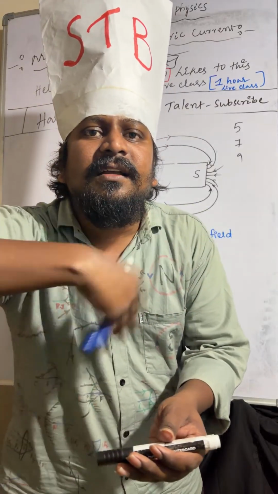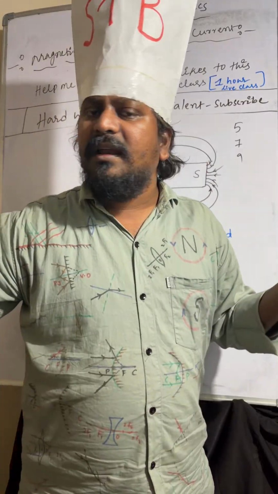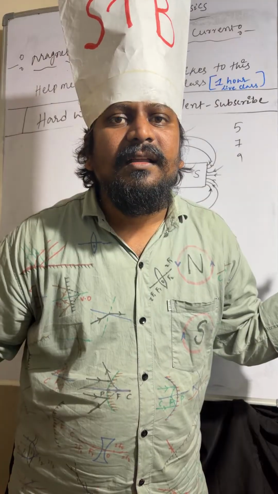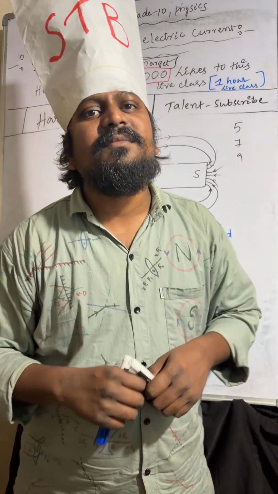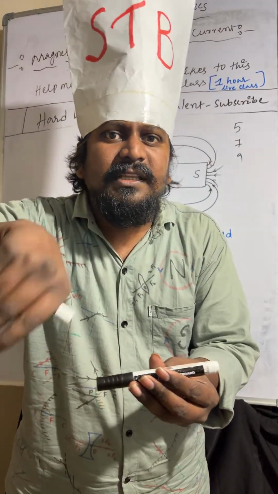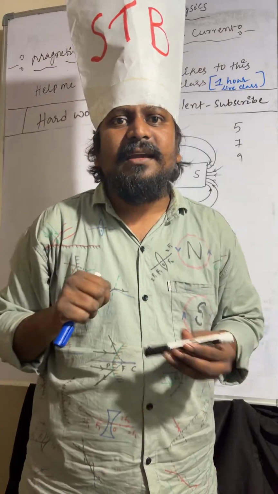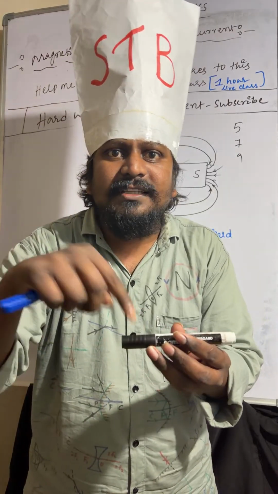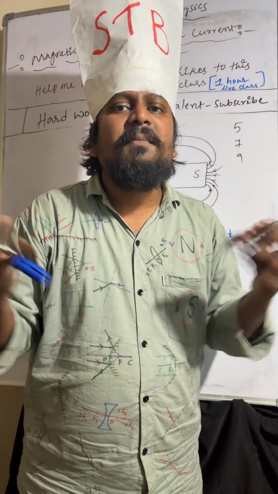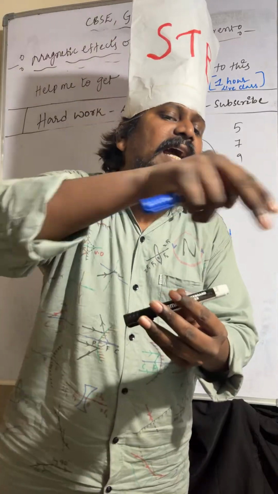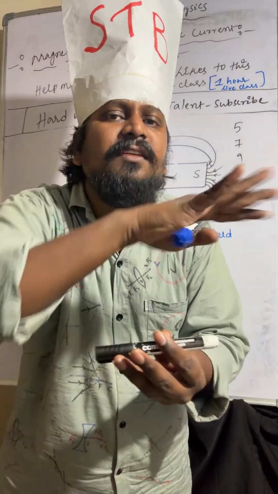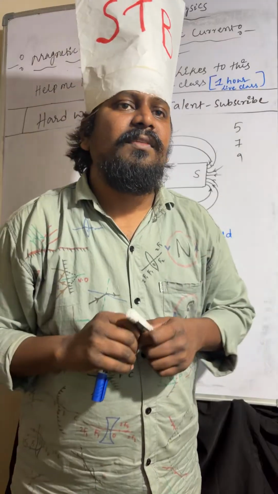Within this region, beyond the magnet, beyond the field, the magnet will not attract the magnetic materials. So within this field, it can influence the magnetic materials. If you go beyond it, more than the magnetic field, there is no impact, no influence. So that region is called the magnetic field.